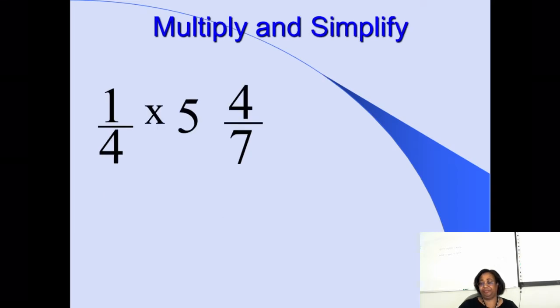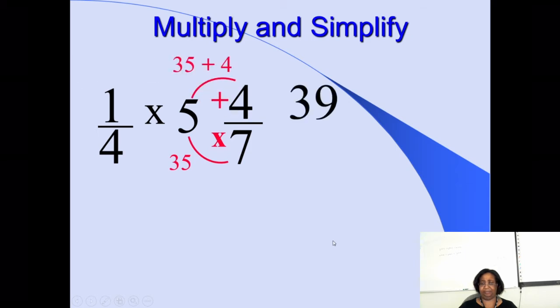You try this one. What's the first step? Make it an improper fraction. That mixed number must become improper. All right, and what did you get? Okay, this is going to become 39 over 7.